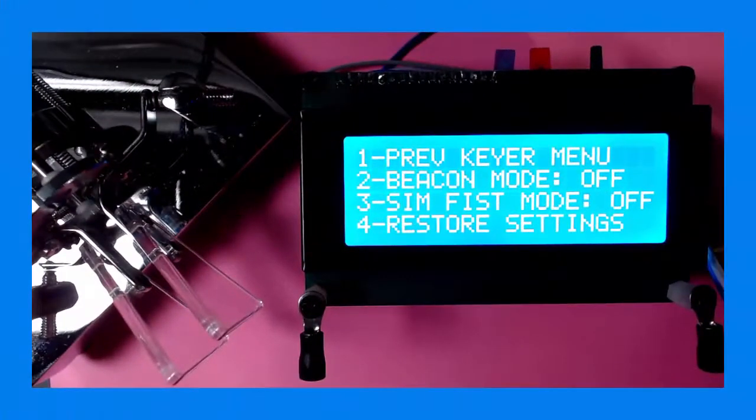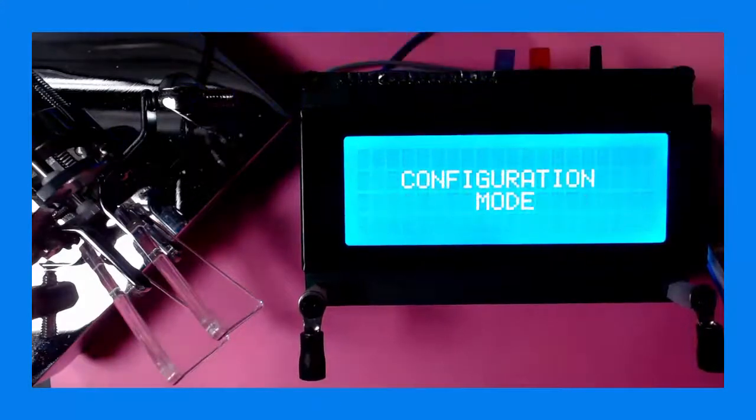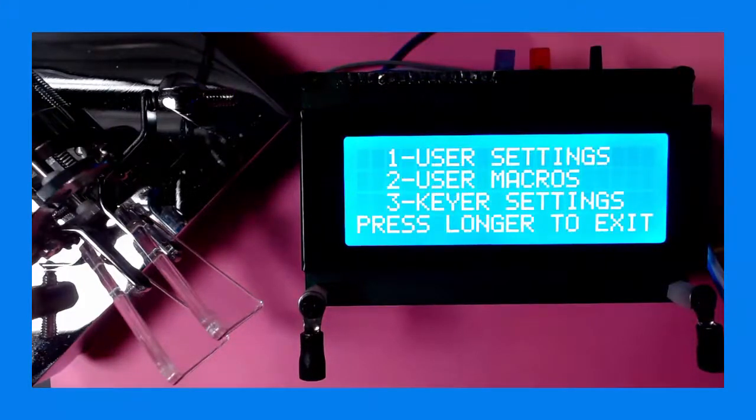4 beeps would take us into a menu where we could restore all of these settings, and we don't want to do that right now. But remember, if we put in more beeps than we see in our choices, we will go back a menu. So let's put in 5 beeps and back up. And this brings us back to the main menu. We'll get out of the main menu with 4 beeps.